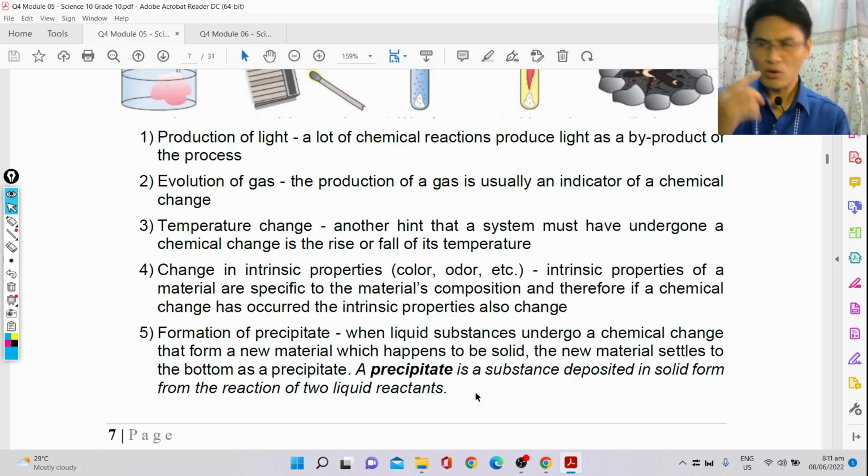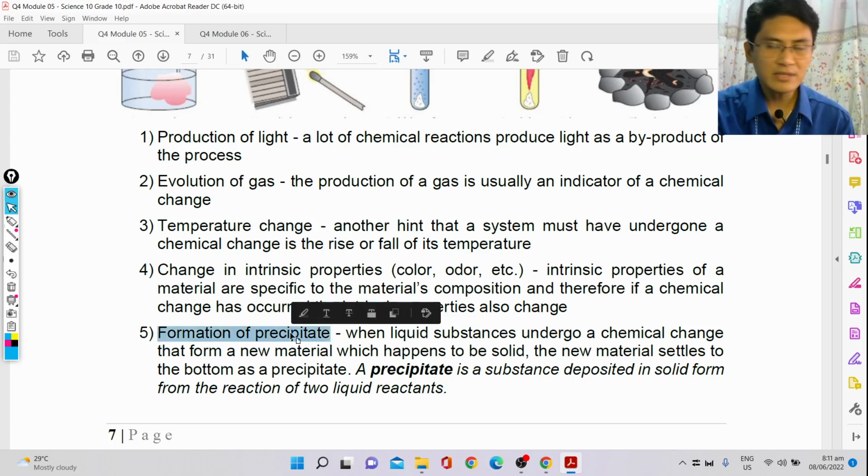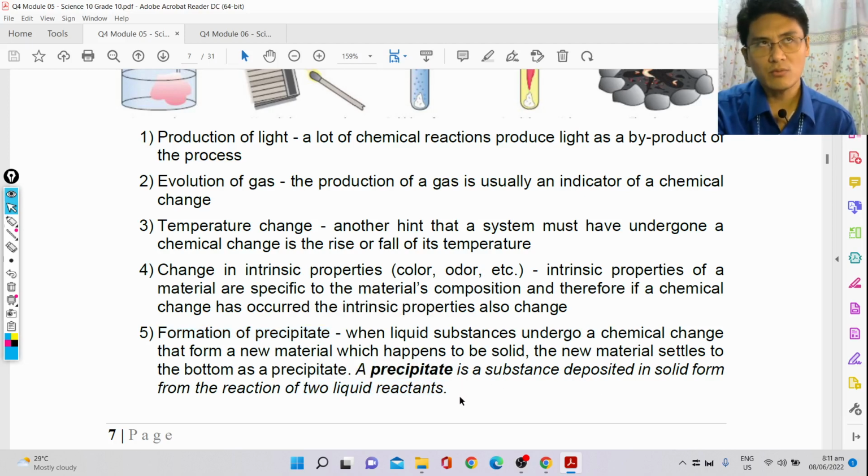The milk is usually colloidal in form. You see some solid particles, but really close to invisible. But when you add that vinegar, the milk proteins curdle and you have formed another substance, right? That's what we call a precipitate. But this fifth one is kind of limited because you can only see this when you have two liquid reactants. When you mix two liquids and there are solid particles that settle down, that's a precipitate. So these are the five, shall we say, evidences for a chemical change.